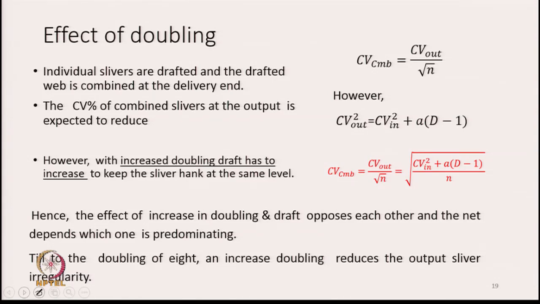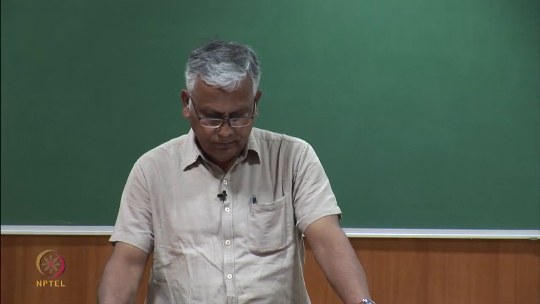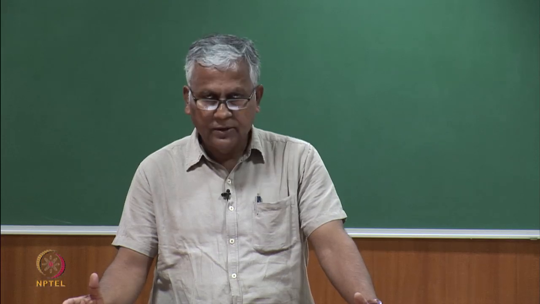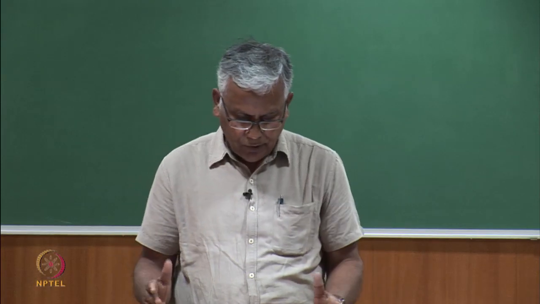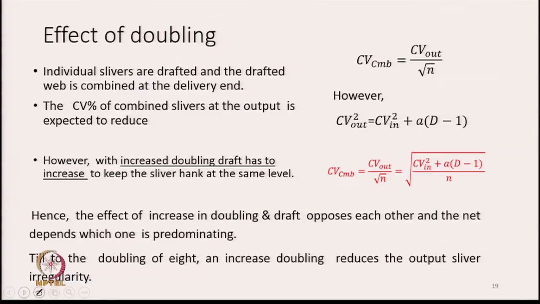Effect of doubling. Okay. What happens if we increase the number of slivers in the input? Individual slivers are drafted and the drafted waves are combined at the delivery end. All right.